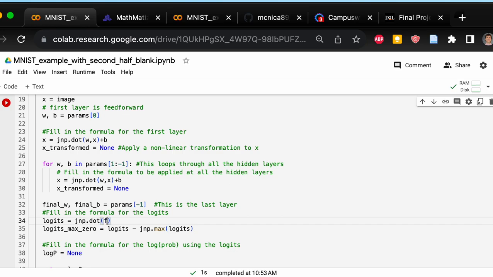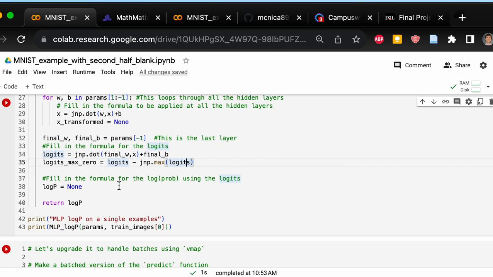jnp.dot of final W, x plus final B. Okay, and that is the logits. This is the logits max 0. How do you convert from the logits to the log probability? That's the formula we just did. So it's the logits max 0 minus jnp.log of jnp.sum of jnp.exp of the logits max 0.